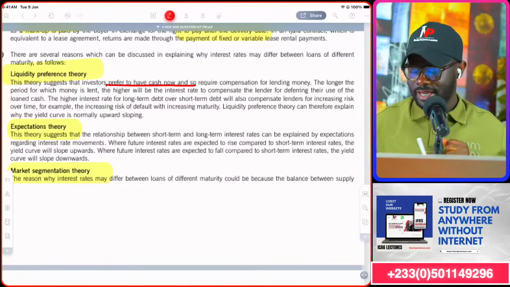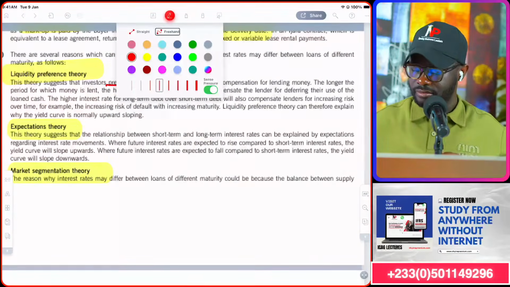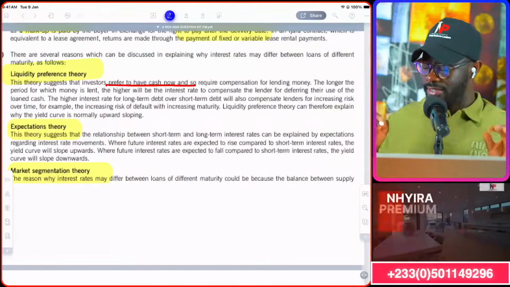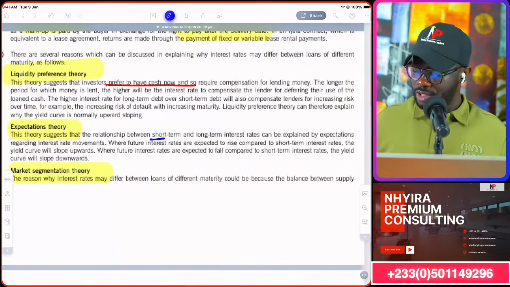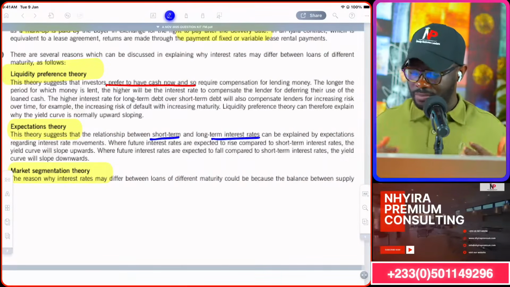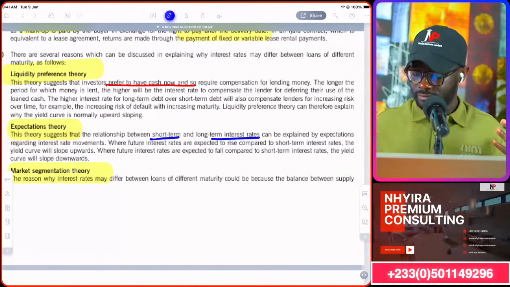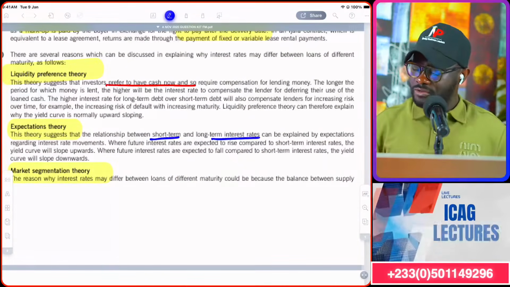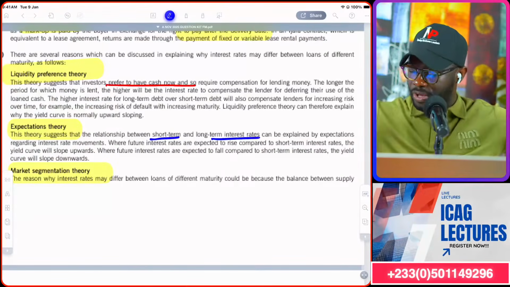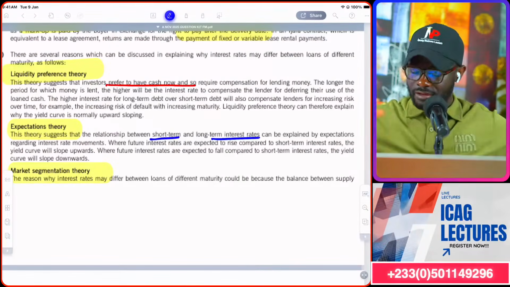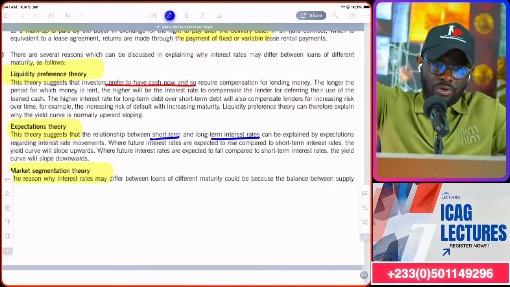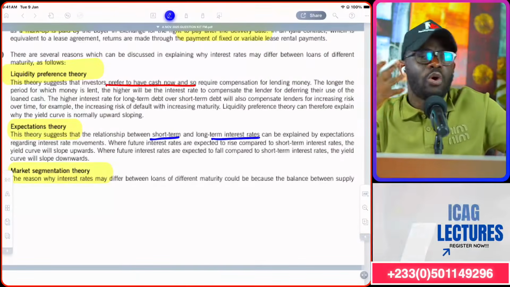The second reason is the expectation theory. This theory suggests that the relationship between the short-term and the long-term rates can be explained by expectations regarding interest rate movements. Where future interest rates are expected to rise compared to short-term interest rates, the yield curve will slope upwards. And so what is the expectation?